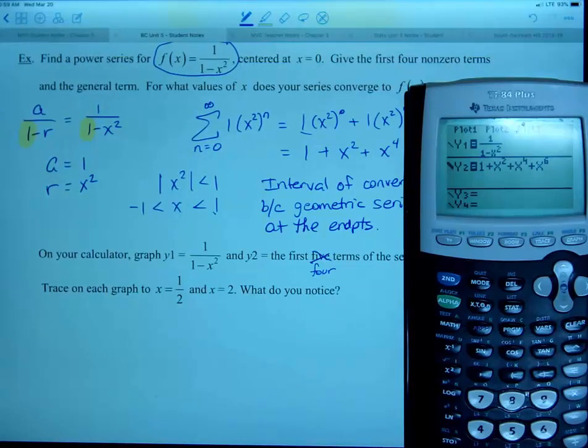Now move to the right. You can see it better. Y2 is a fat line now, and Y1 is a skinny line. So now when you graph them, you can tell which one is which. Okay? Are you with me? Push zoom 4, please.